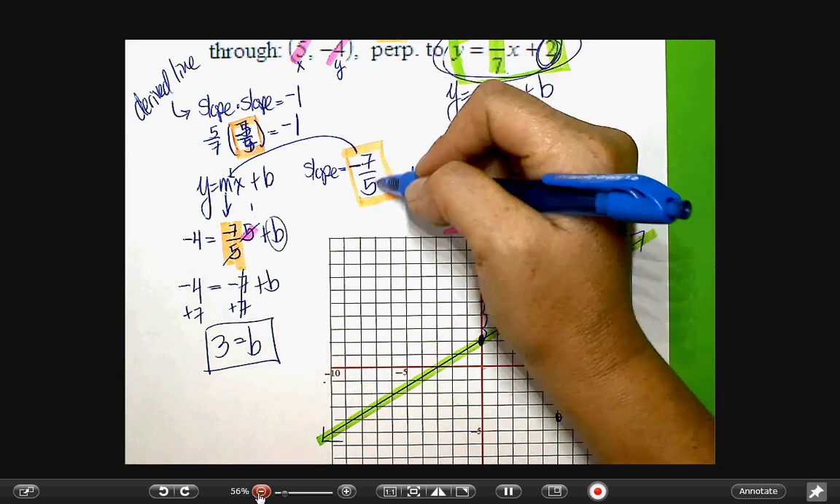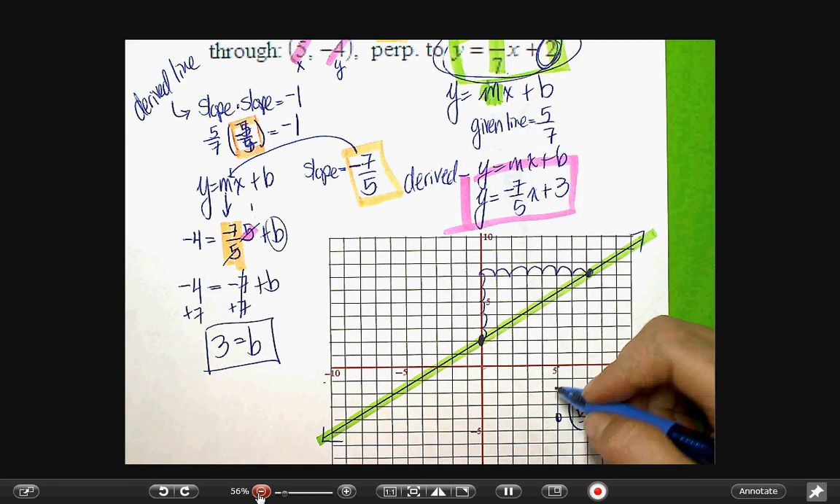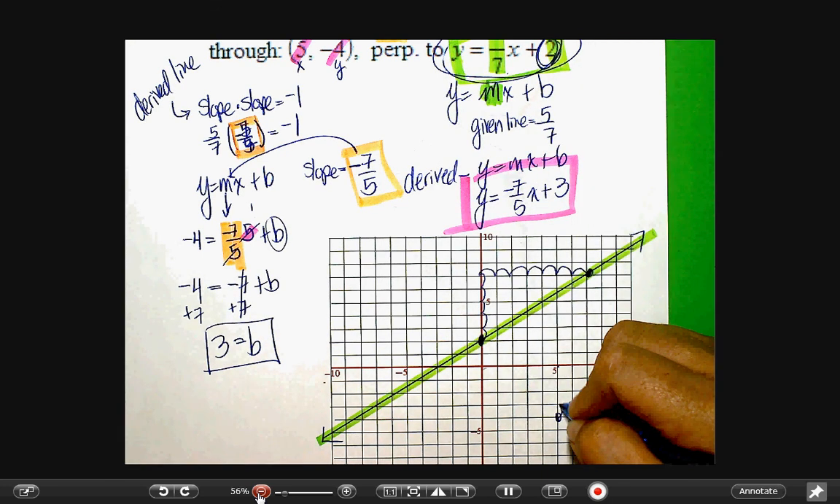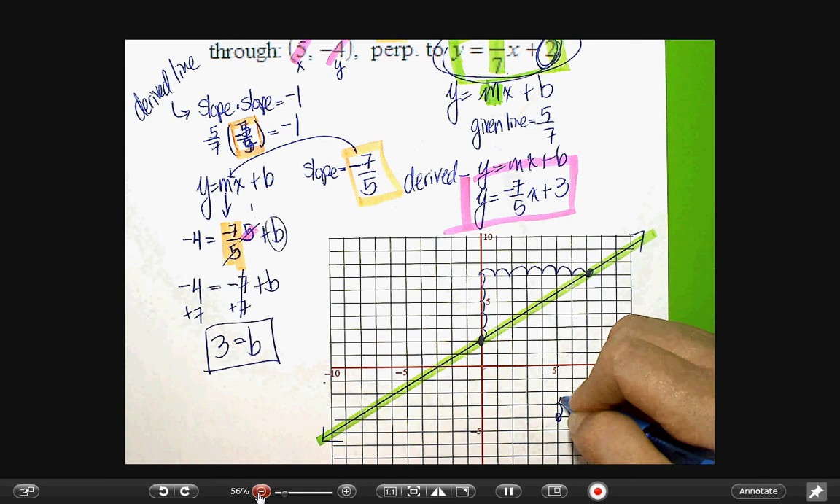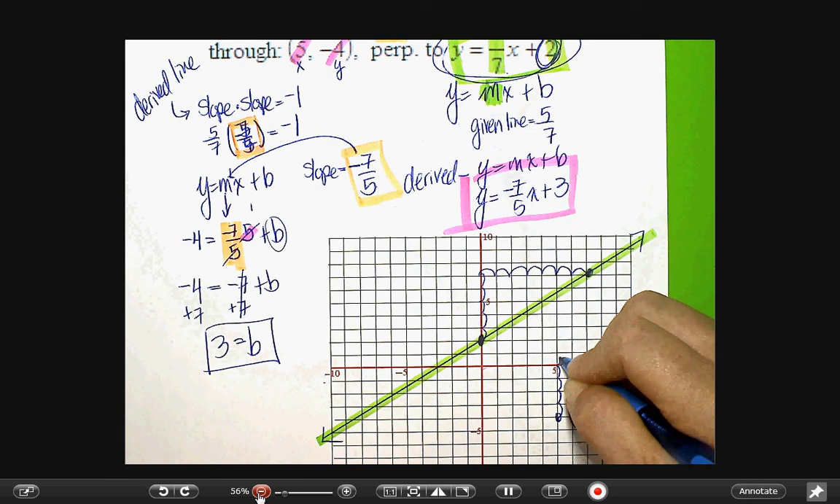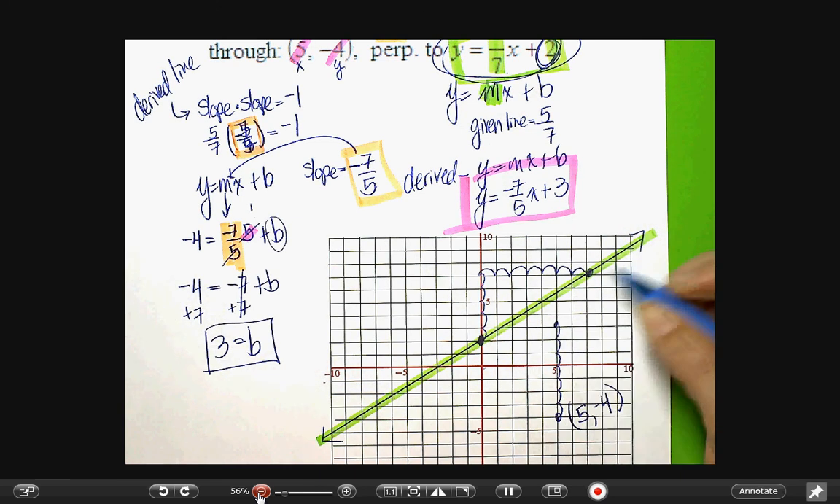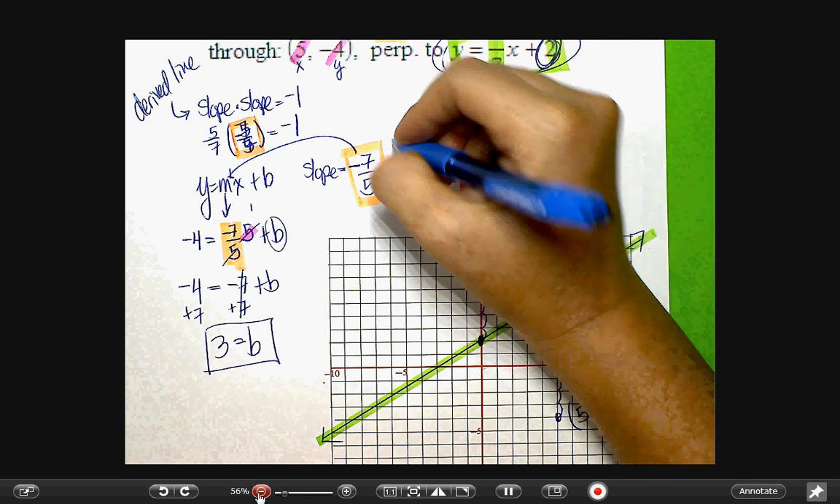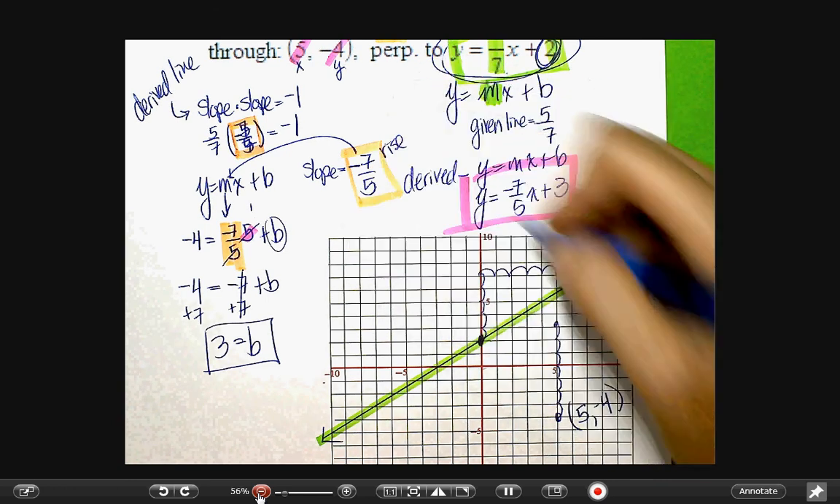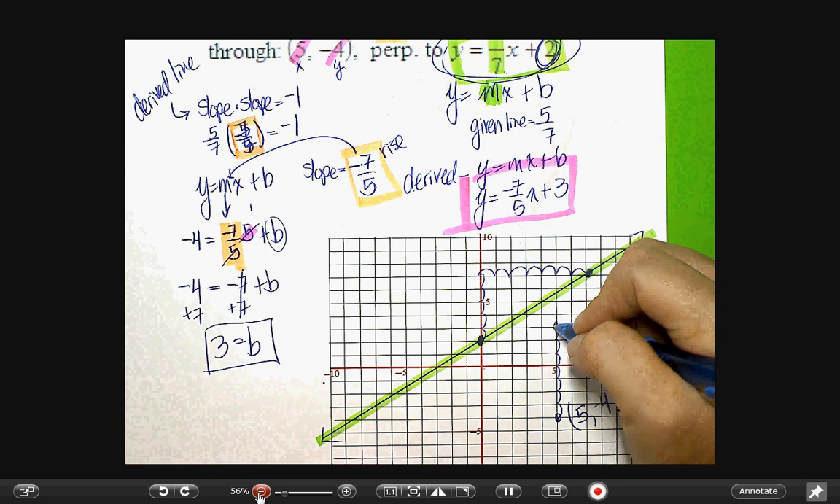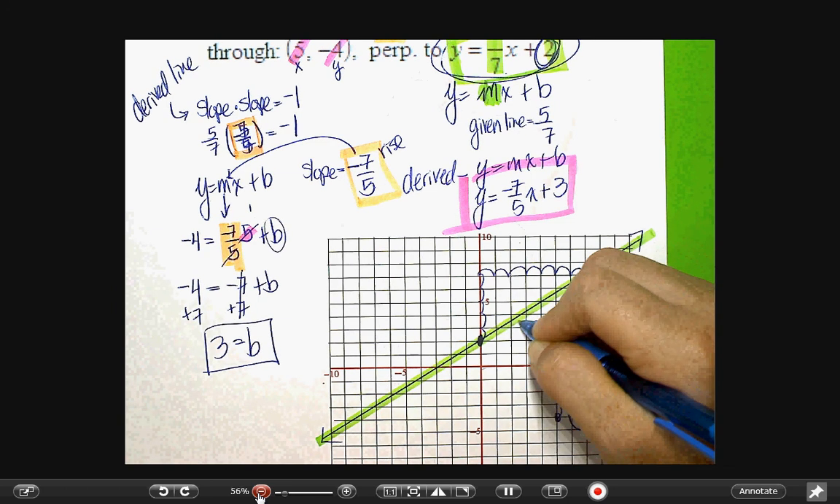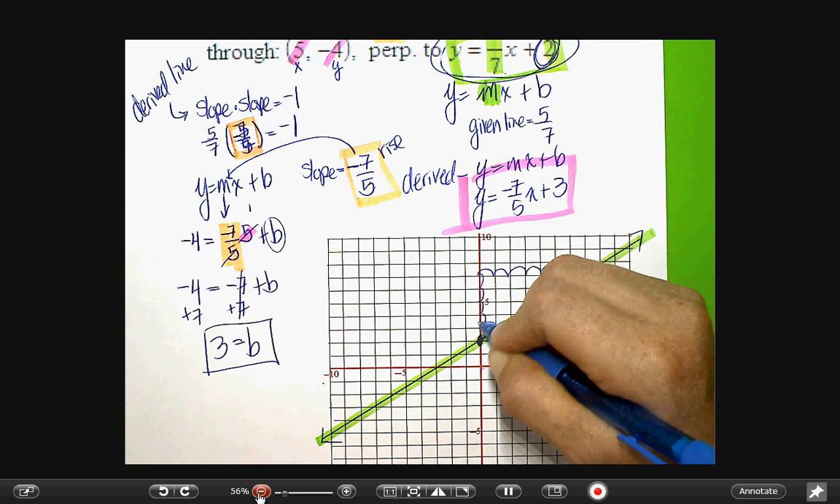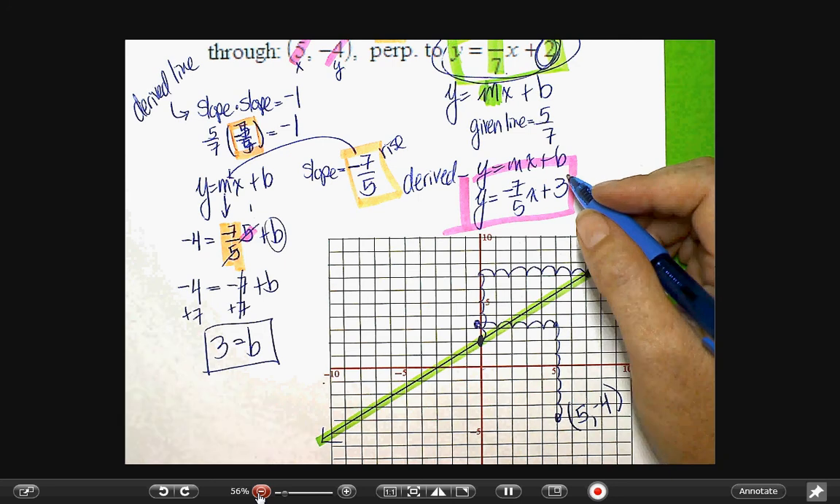And now let's count that negative 7 over 5 slope. So it's going to be negative 7 over 5. So I'm going to go 1, 2, 3, 4, 5, 6, 7. That's our rise is 7. Our run is 5, but we have to go negative, so we're going to go left. 1, 2, 3, 4, 5.